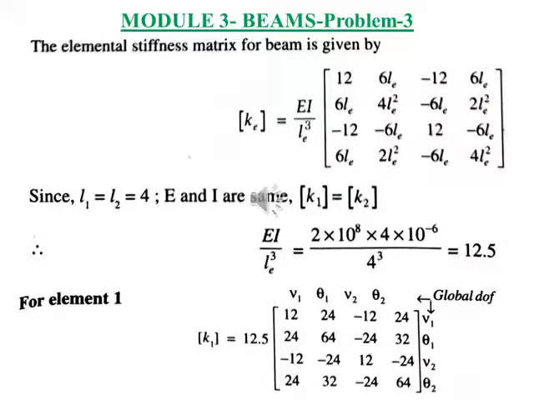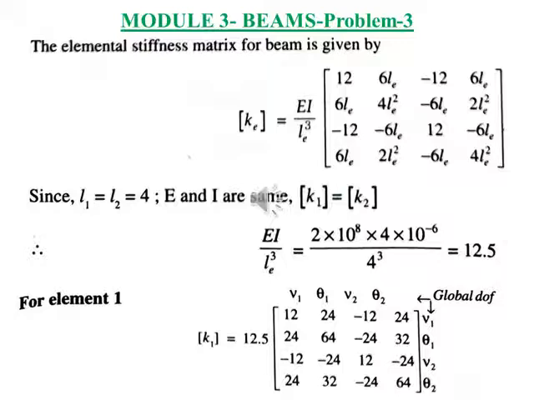So the stiffness matrix K is equal to EI by L cube times the matrix 12, 6L, minus 12, 6L; 6L, 4L square, minus 6L, 2L square; minus 12, minus 6L, 12, minus 6L; 6L, 2L square, minus 6L, 4L square. So L1 is equal to 4, L2 also is equal to 4, and E and I are the same. Hence K1 will be equal to K2.